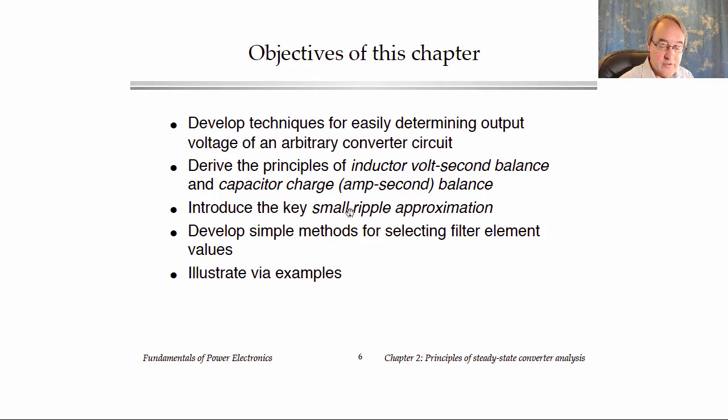Okay, so we're going to introduce first the key small ripple approximation that lets us solve the waveforms of the circuit with relative ease and simple equations, and this small ripple approximation is valid in well-designed converters. With that approximation, then, we will develop the principles of inductor volt-second balance and capacitor amp-second or charge balance that let us get a system of equations that can be solved for the voltages and currents of the converter. We'll also develop some simple methods for choosing the values of inductance and capacitance in the converter, and I'll illustrate the use of all of these techniques with some examples.